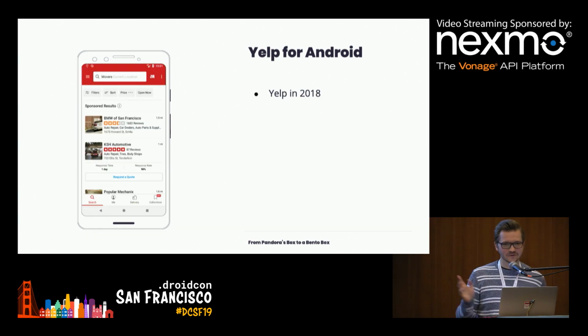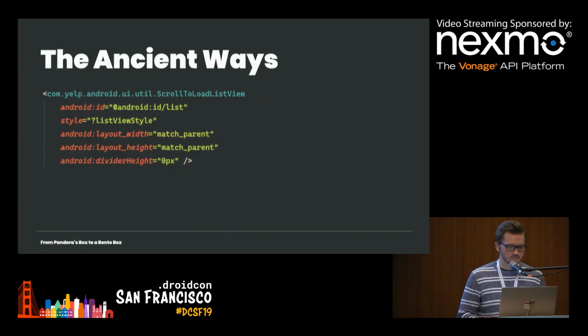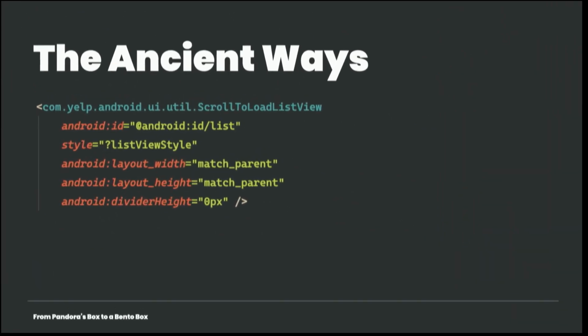And so for those of you who don't know, this is what the Yelp app looks like pretty recently. This is actually Yelp in 2018, so before we converted the search page to use Bento components. I'll briefly go through the architecture that we were using and explain how it was getting a little bit out of hand to add new things to the search page. I refer to it as the ancient ways, even though it's not all that ancient, 2018.